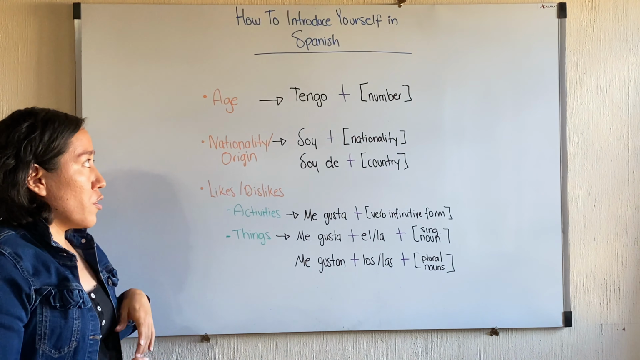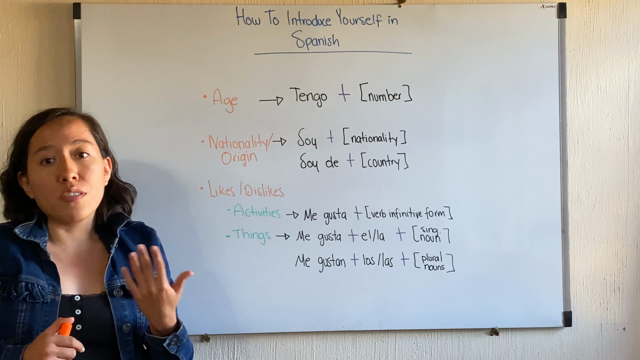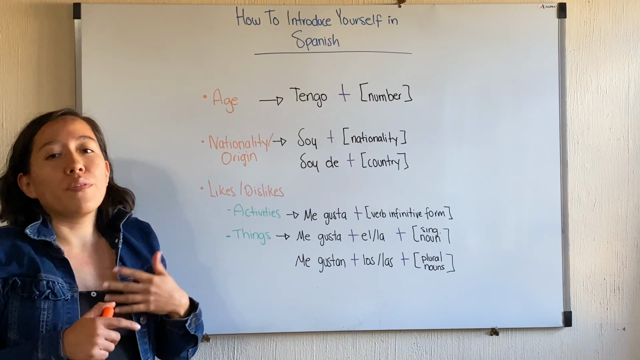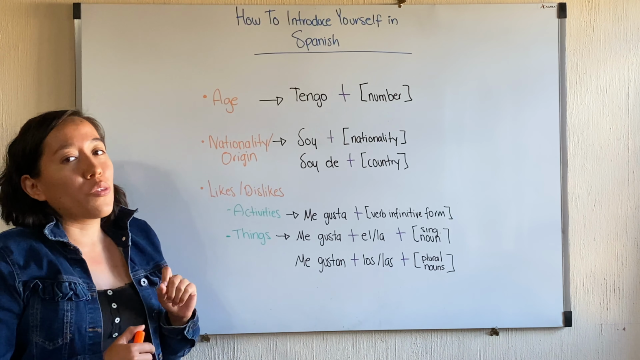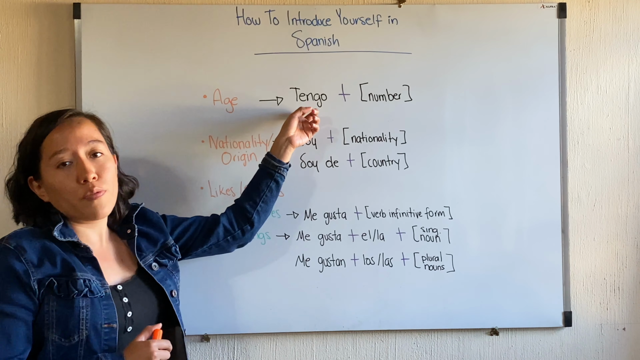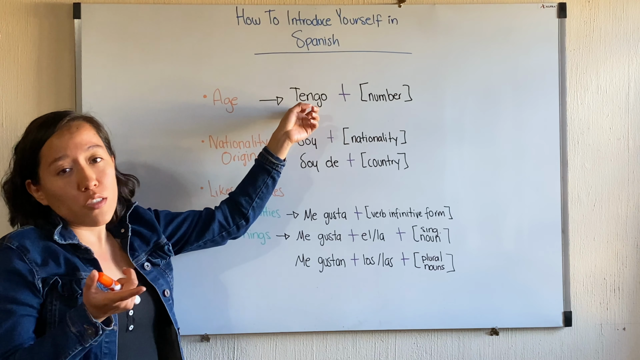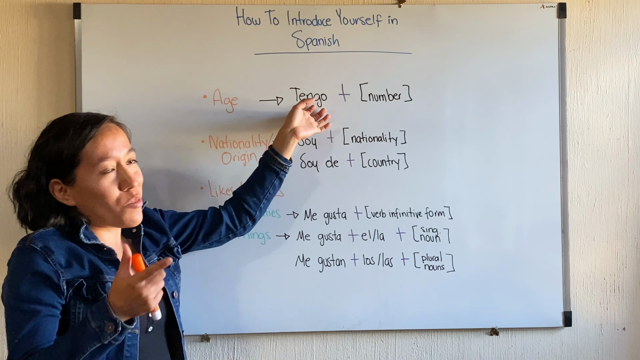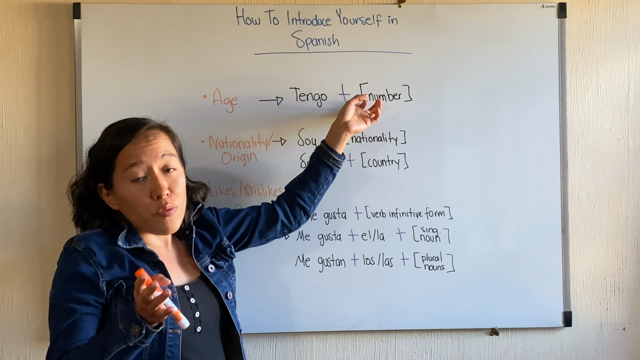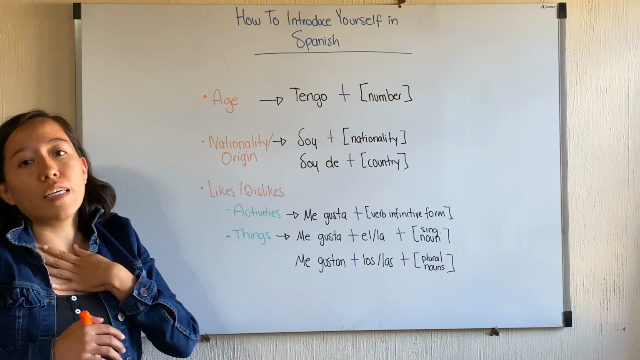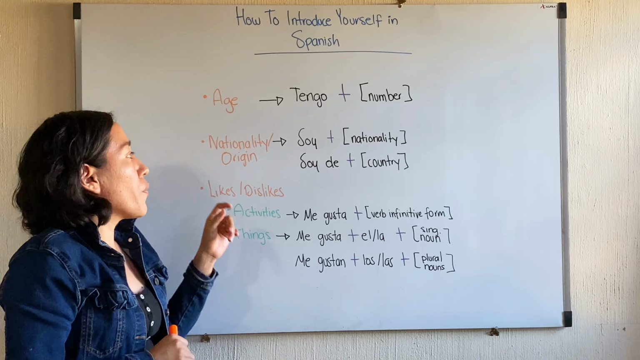So let's start with age. In English, when you're saying your age, you say, I am 25 years old. I wish. I am 30 years old. I am 18 years old, right? In Spanish, we do a weird thing. We use the verb tener, to have, because we own our years, we pay for them, so we owe them. That's not the reason, but I like to think that way. So we say tengo plus whatever the number of years you have. For example, tengo 25 años. Tengo 28 años, and you're good to go.